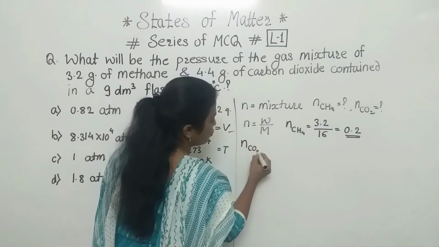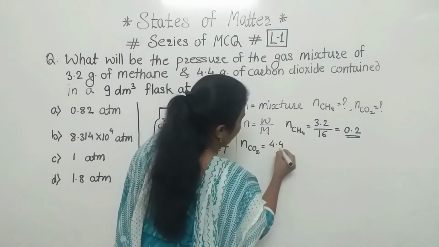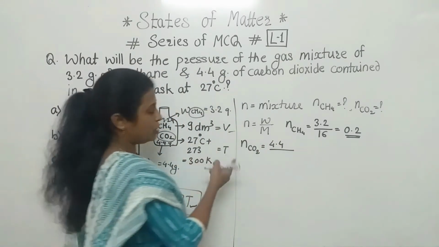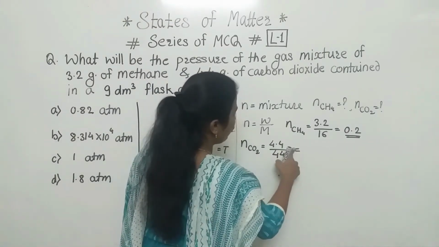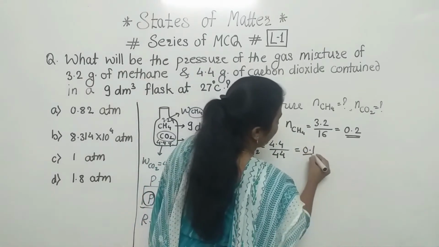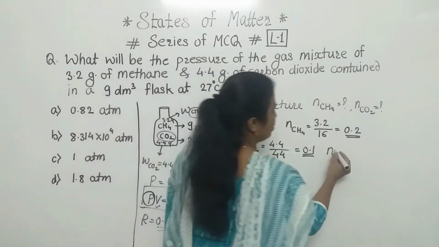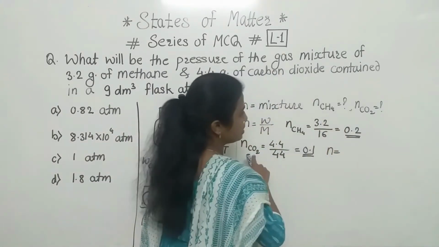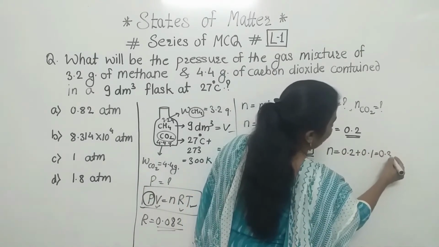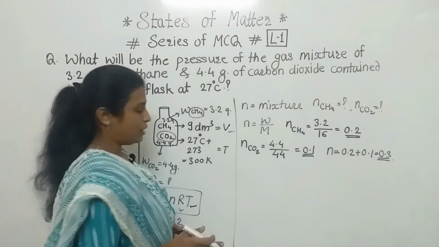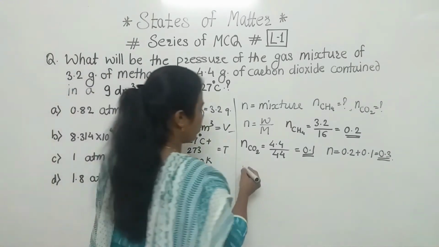Now we will calculate the number of moles of CO2. W is 4.4. Molar mass of carbon dioxide is 12 plus 32, that is 44. So number of moles of CO2 will be 0.1. In this way, total number of moles will be n of CH4 plus n of CO2, that is 0.2 plus 0.1, that is 0.3. Now see, in that formula everything is there. Now simply we can calculate the P.